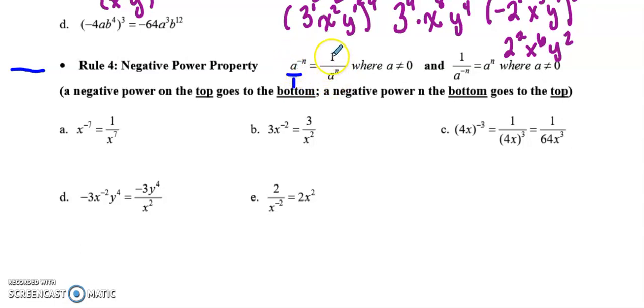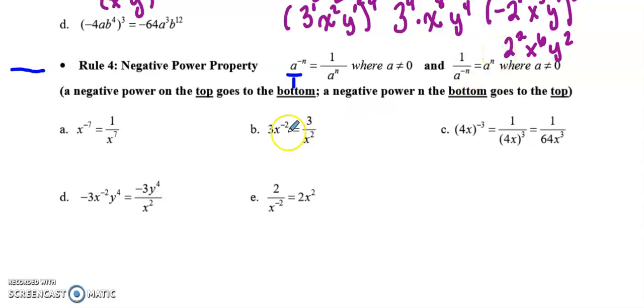So a to the negative n becomes 1 over a to the n. We move the base to the bottom, and the negative exponent becomes positive, okay? Right here, you have 1 over a to the negative n. The exponent's not happy, it's in the denominator, so we're going to move it to the numerator, and keep the base the same and make the exponent positive. So basically, if it's negative on the top, it goes to the bottom. If it's negative on the bottom, it goes to the top.